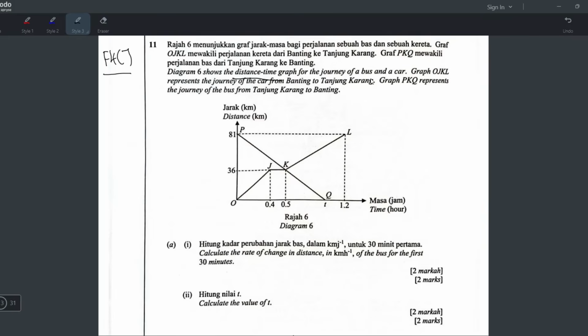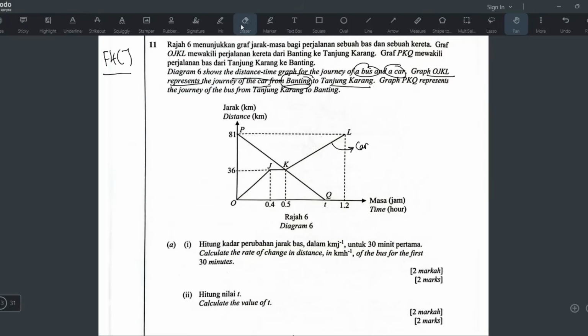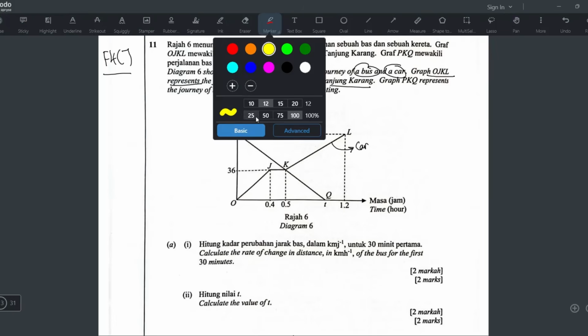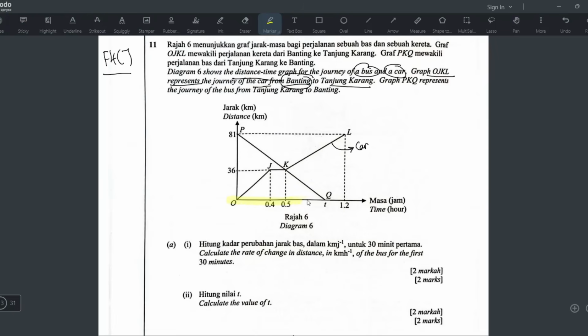Okay, diagram 6 shows the distance time graph for the journey of bus and a car. Yeah, so now it makes sense. There's two kenderaan, one for bus, one for car. Graph OJKL represents the journey of car from Banting to Tanjung Karang. Yeah, you should label this. OJKL is this graph. And they say this is for the car. So I will put an arrow here and write car. And not only that, I will also highlight, because they mentioned about the location. So remember, for distance time graph, you can always label and highlight like this. And after highlighting it, you can write the location. Okay, this one OJKL is from Banting to Tanjung Karang.